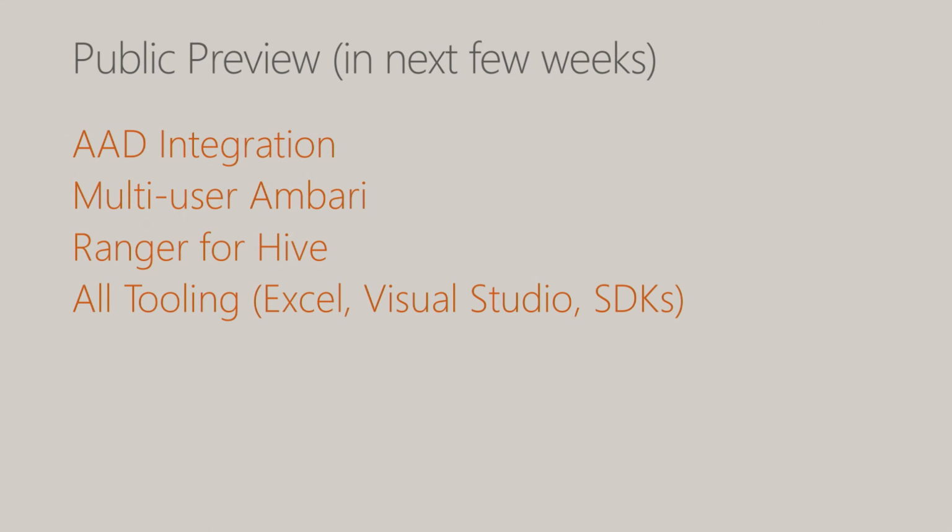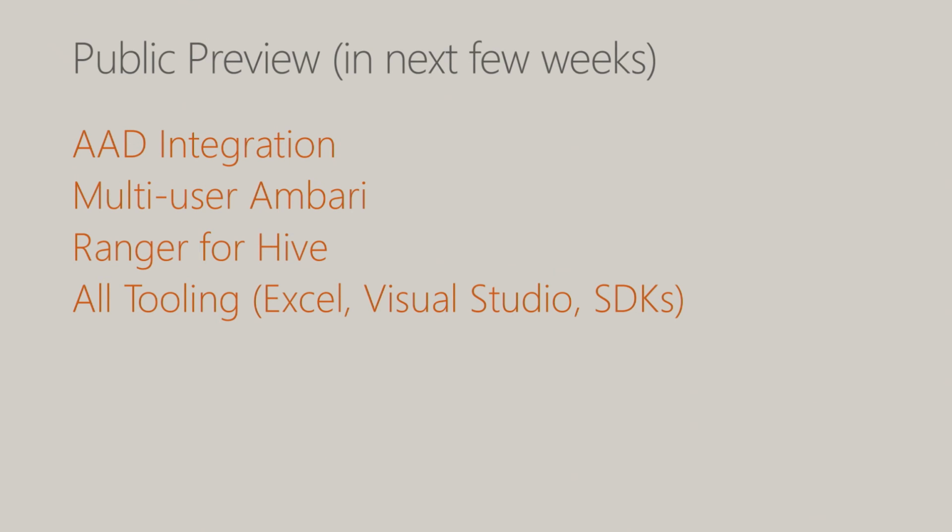Now we went over a lot of things. We saw AAD integration, multi-user Ambari, Ranger, and some Excel tooling and Power BI. All this will be available in public preview in just the next few weeks. And on our roadmap, we have Ranger for Spark, Ranger for HBase, and Kafka and Storm, which will be coming in the next few months, by the end of this year, hopefully.